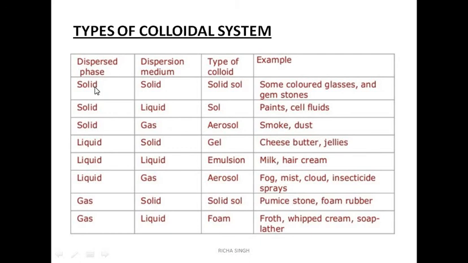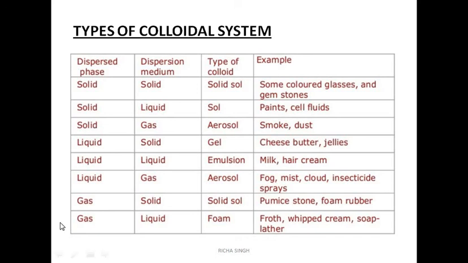So these are the different examples of types of colloidal system. Here when the dispersed phase is solid and medium is also solid, then it is known as solid sol. Examples are gemstones, colored glasses. These are the examples of solid sol. So learn at least two examples for each. When dispersed phase is solid, it is getting dissolved in a liquid, then it is known as sol, like paints and fluids. Solid getting dissolved in gas. As I have told you, when dispersed medium is gas, then we will be using the term aerosol. Example is smoke and dust.